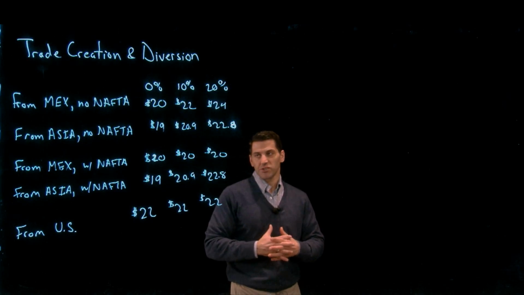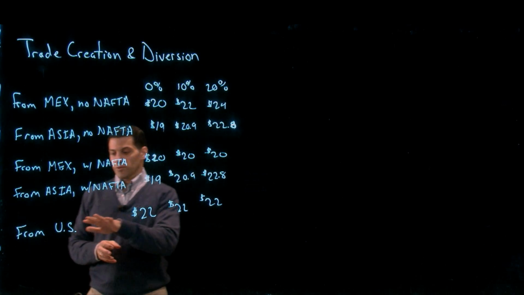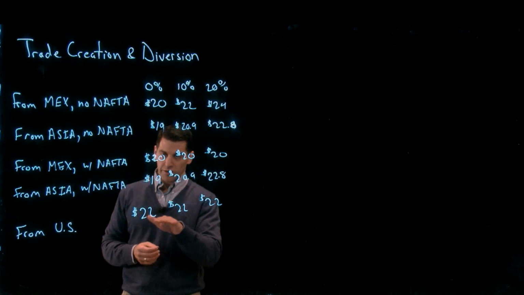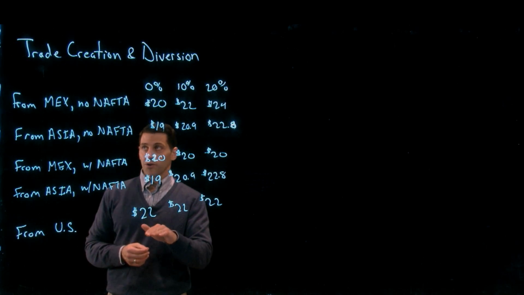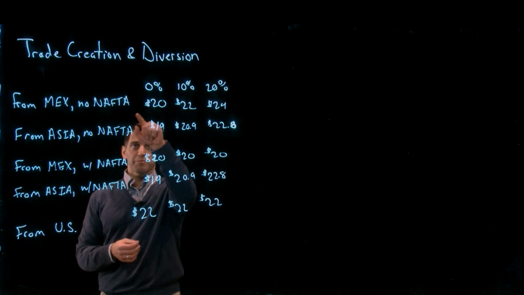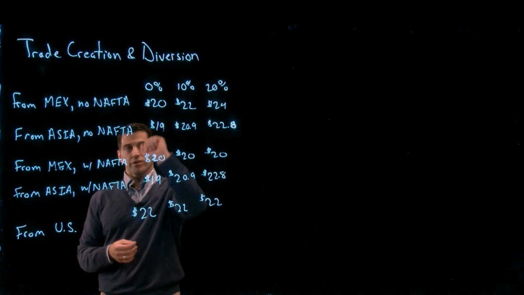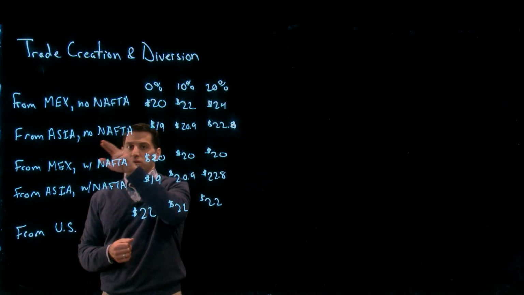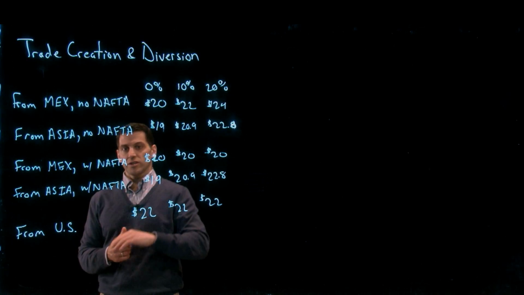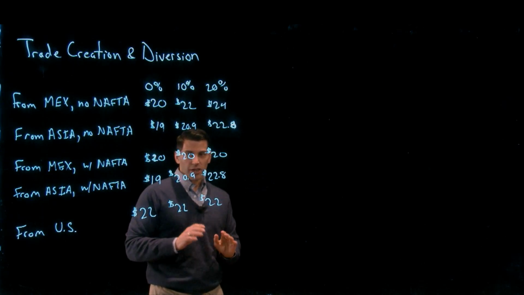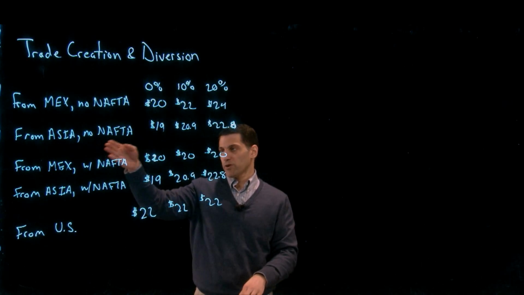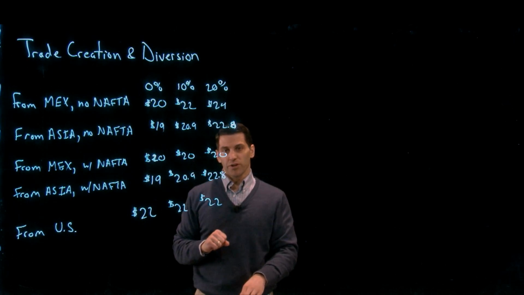So what we have here is a scenario where the U.S. can get auto parts. Either it can produce the auto parts domestically, and it does so at a cost of $22, or we can import the auto parts from Mexico. Now, the base price of the auto parts coming from Mexico is $20 per part. Now, Asia is the lowest cost producer. The auto parts coming from Asia cost $19. So if we didn't have any tariffs whatsoever, then we would just buy all of our auto parts from Asia because it's the lowest price source.